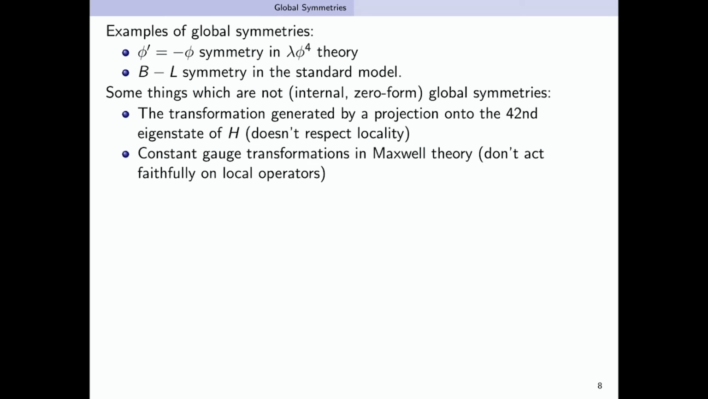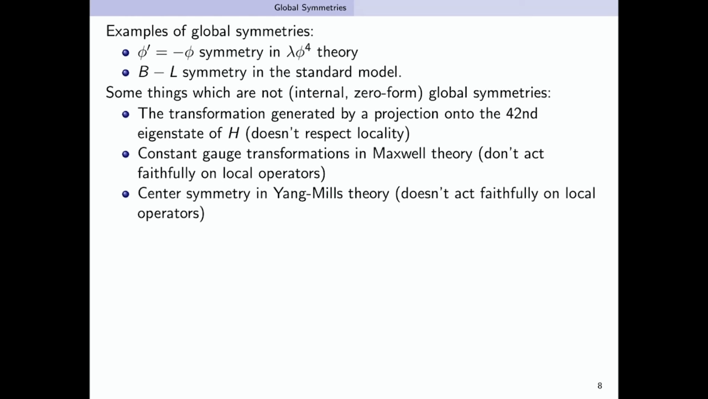Constant gauge transformations in Maxwell theory are also not global symmetries because they don't act faithfully on local operators. There's nothing charged under them. No local operator is charged under it. There are things that are charged, but not local operators. Center symmetry in Yang-Mills theory, you all know that's a one-form symmetry, so it doesn't act faithfully on local operators. Spatial translations, of course, is a space-time symmetry, so it moves the algebras around.